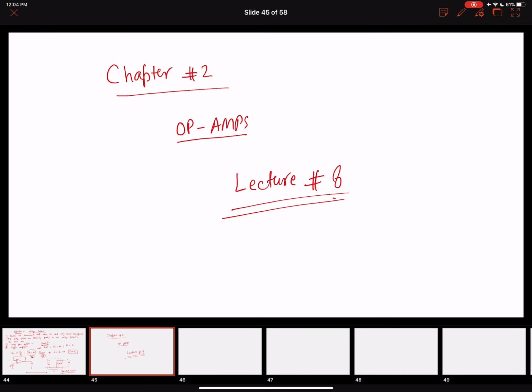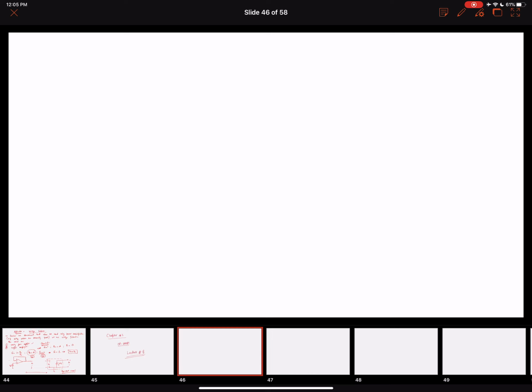Hello everyone, welcome to the next lecture on op-amps. So we are talking about the applications of the non-inverting configurations of an op-amp, and today we are going to discuss a difference amplifier. Okay, so let's start with that.